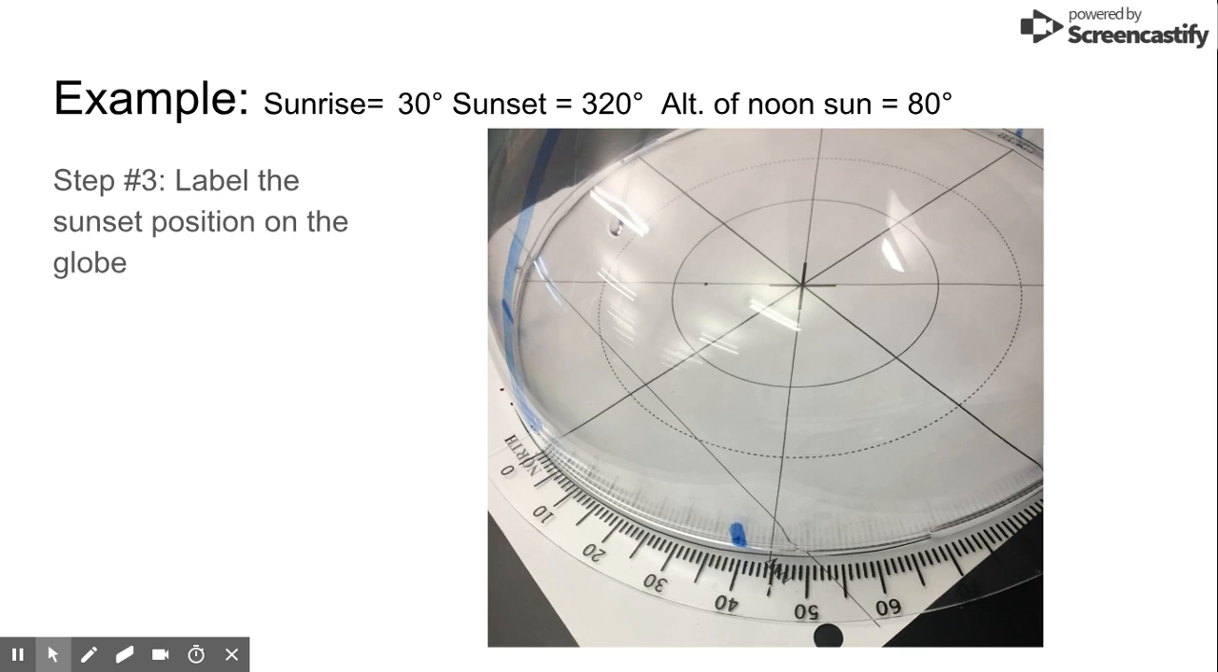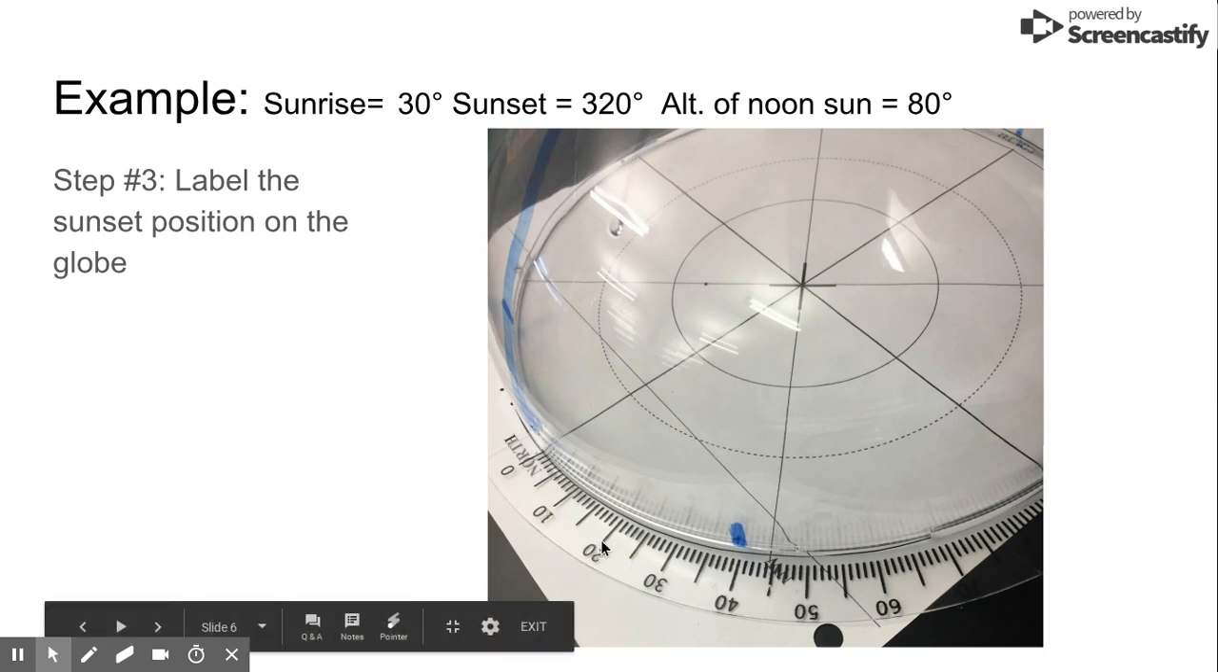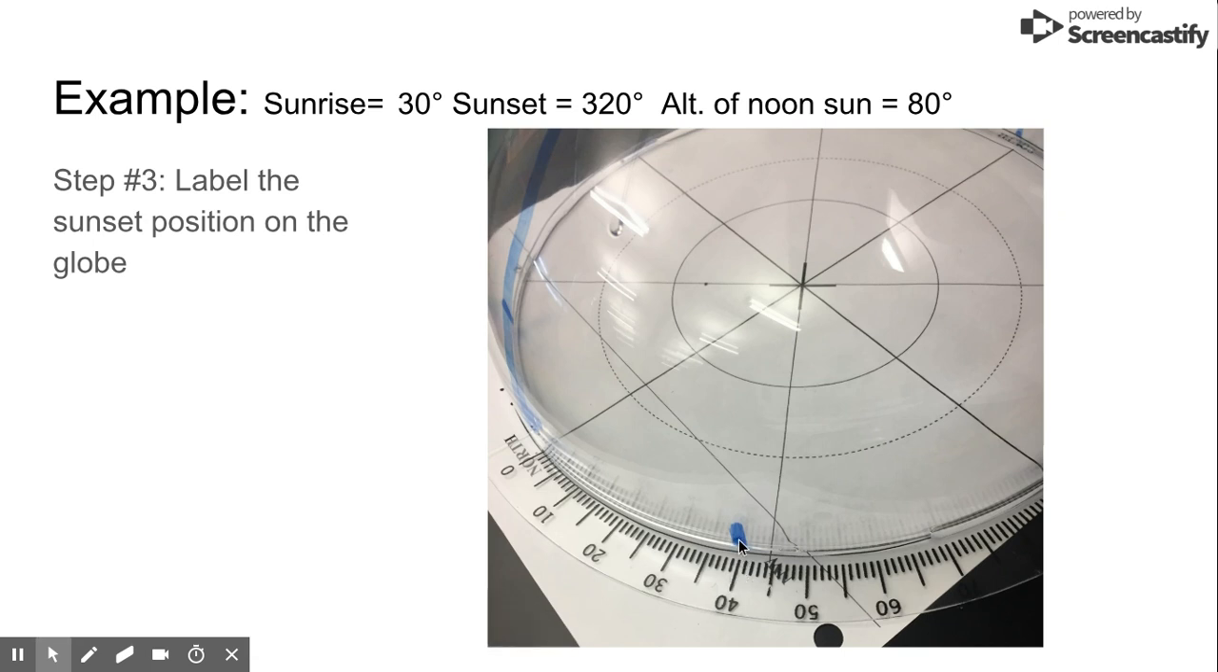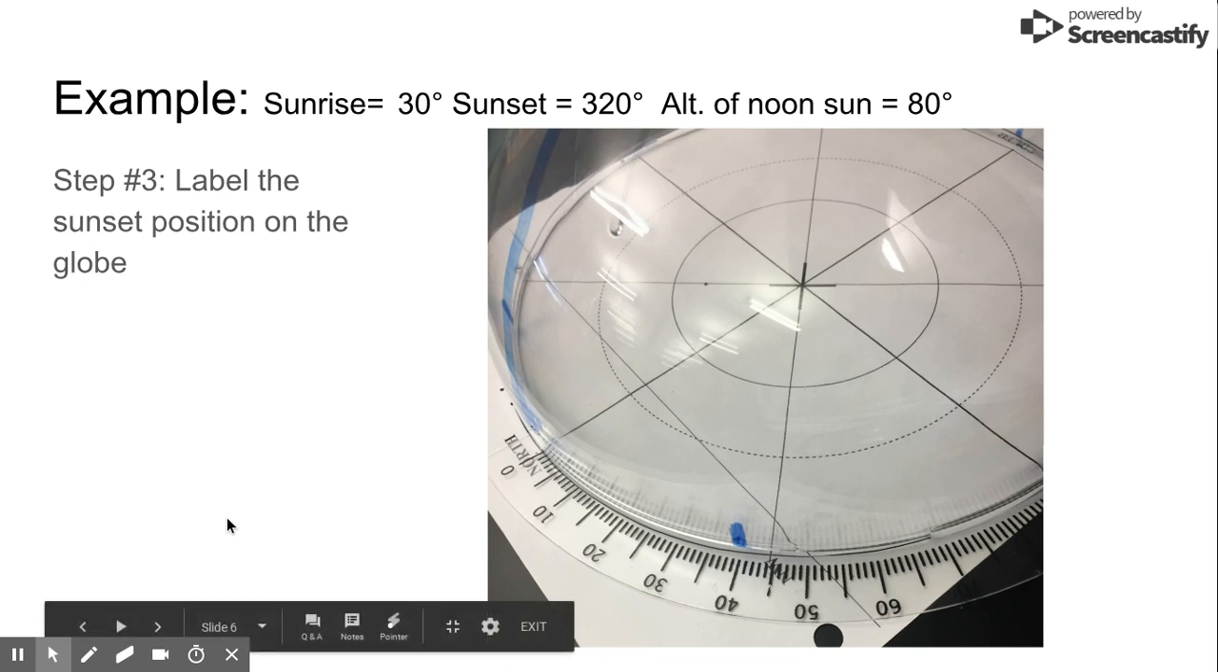The next thing I'm going to do is label the sunset position. So I'm going to go over here to the other side. I know that my sunset is at 320 degrees, and I'm going to use the fact that north is 360 to count down to 320. So it's 360, 350, 340, 330, and 320 degrees is right here. And I put a dot right on my globe to represent my sunset position.